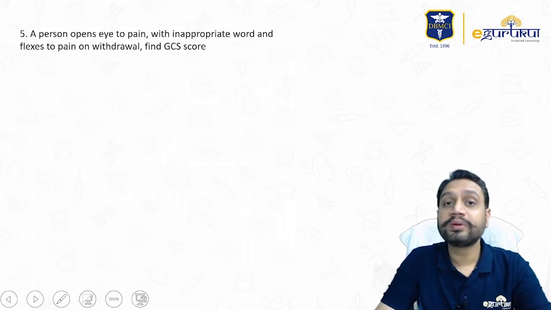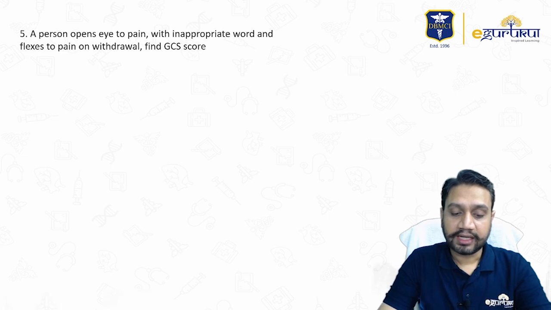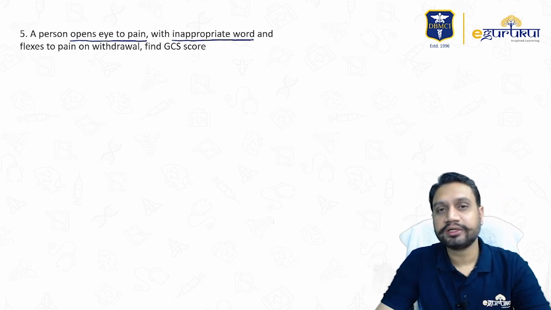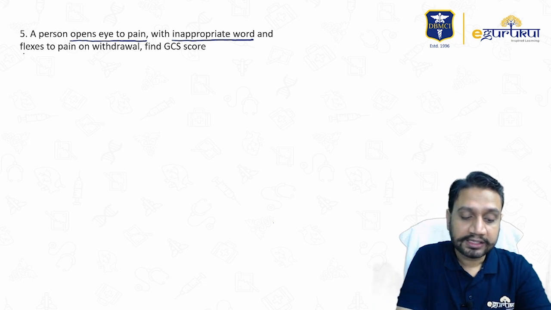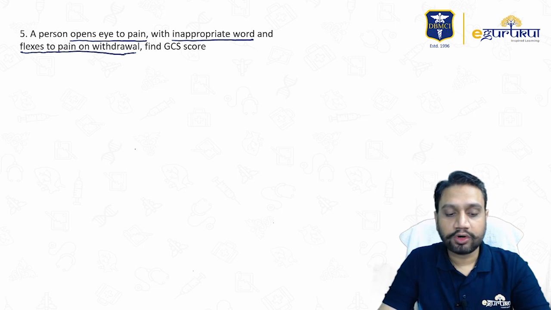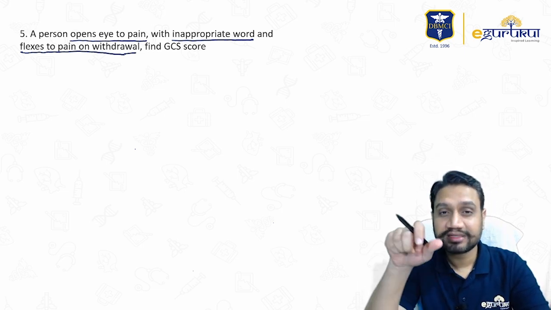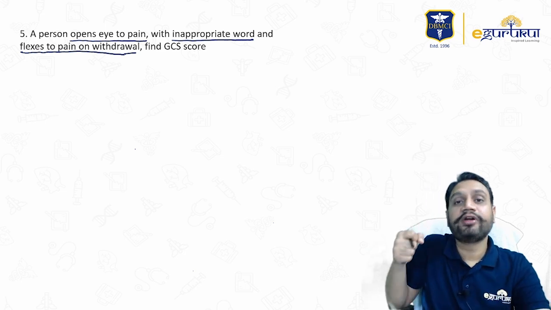Okay. Next, the other one we had is another question. A person opens eyes to pain. So eye opening is on a painful stimulus, with inappropriate words. So he is not telling you things very clearly; there are inappropriate comprehensions, and he flexes to pain on withdrawal basically. So on giving some painful stimuli, there is a flexion withdrawal by the patient.